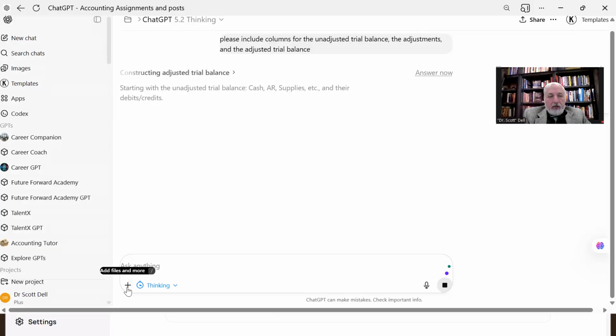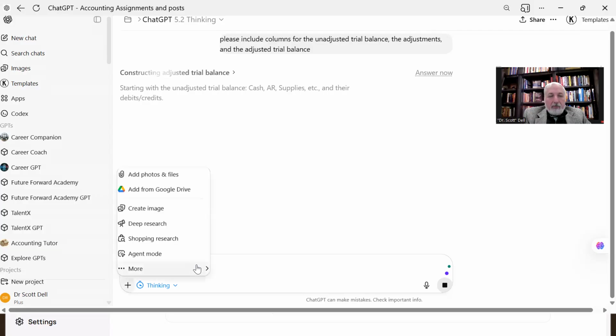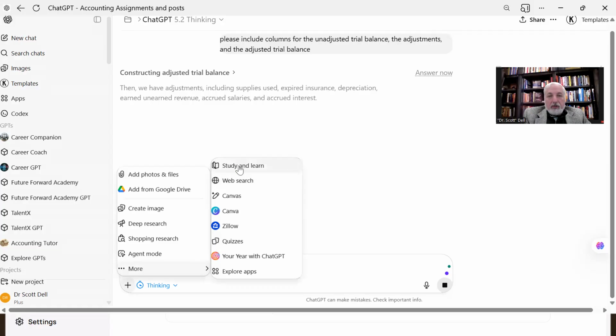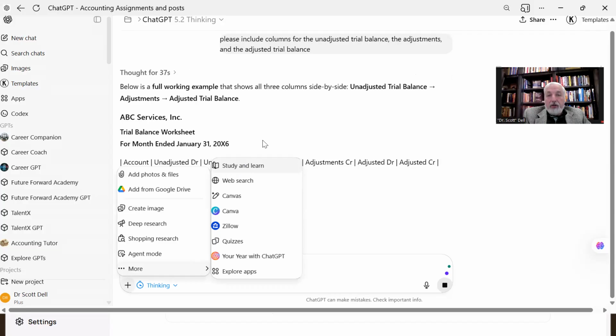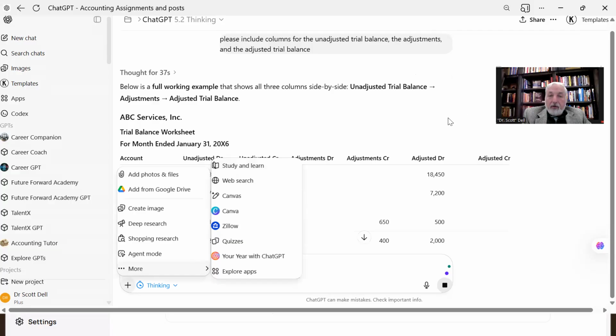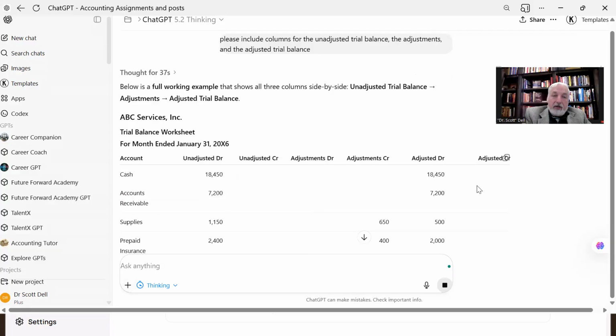And actually, I'll show it to you here. If you go in, I'm going to More. It's a study and learn mode right there. And I would encourage you to do that to practice. You can create flashcards, you can create quiz questions, you can do all kinds of things for you. But let's take a look at what it created here.